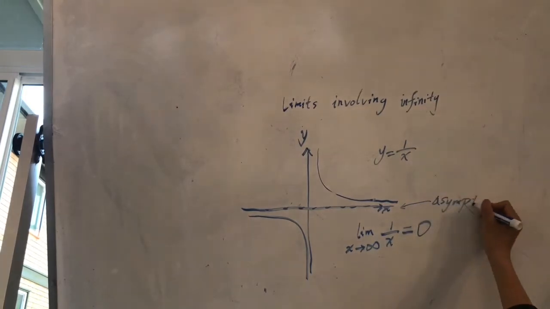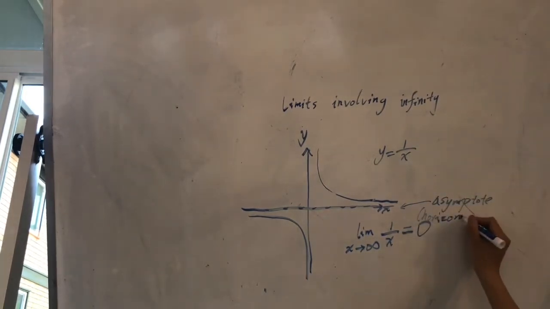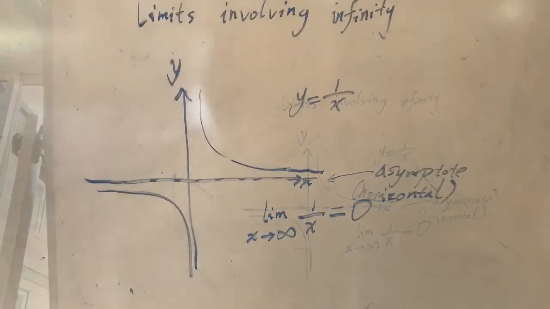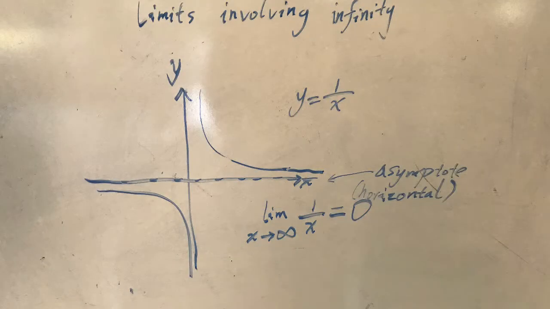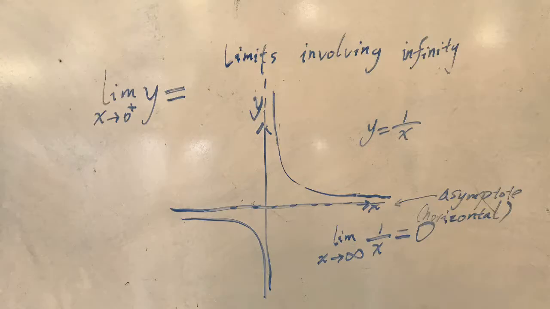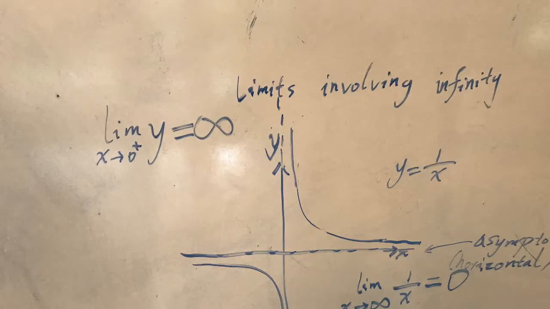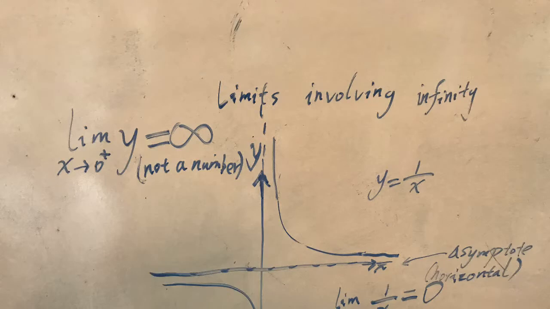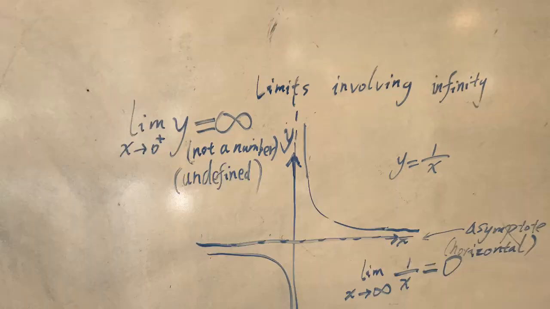This could be represented with a dotted line that we could call an asymptote. This asymptote is the horizontal one. The vertical asymptote of a function is when the limit of the function approaches positive or negative infinity. And since infinity is not a number, it will be undefined.